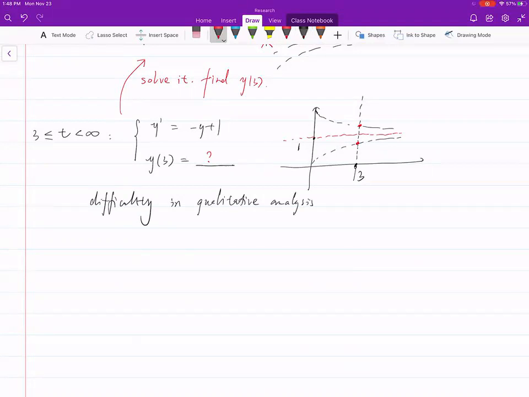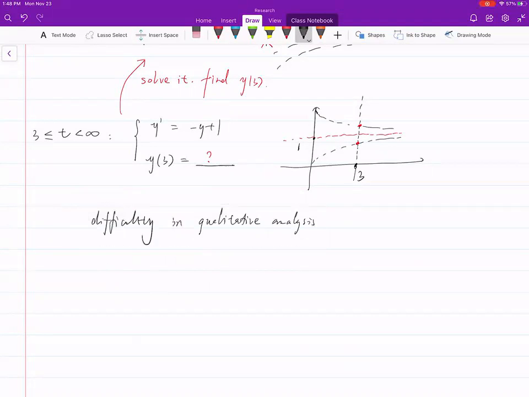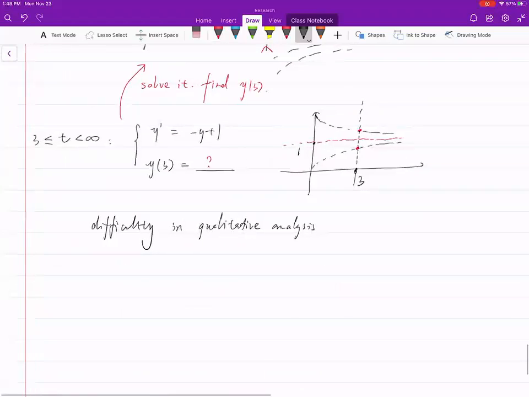Okay. Everything we had done before, we were trying to take a shortcut by analyzing the whole thing without having to solve it. Now there's no shortcut. You have to solve it. Otherwise, you don't know how the second part is going to play out. All right. That's the difficulty.